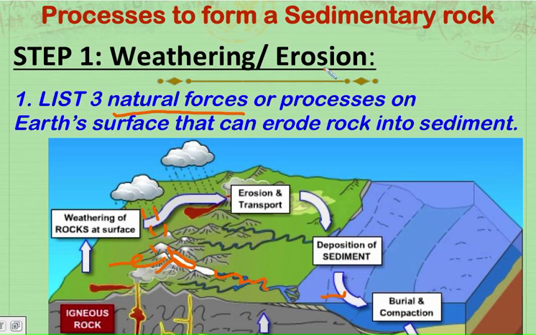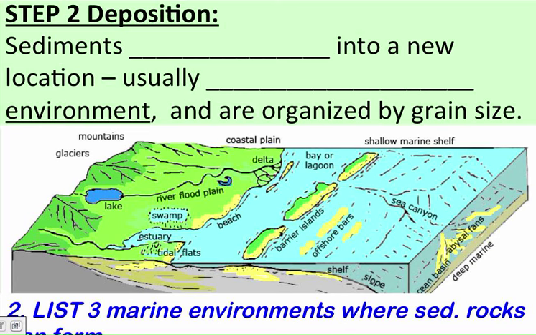So that's what we're looking at here with weathering and erosion. The original rock gets broken down into small pieces and then it's moved about the Earth's surface by some of those natural forces that we discussed. Now for step two, we have to have those rocks land someplace new. Okay, they become deposited somewhere. So step two is our deposition step.